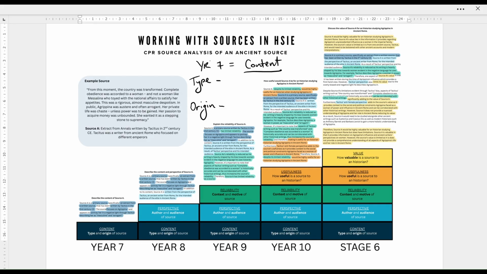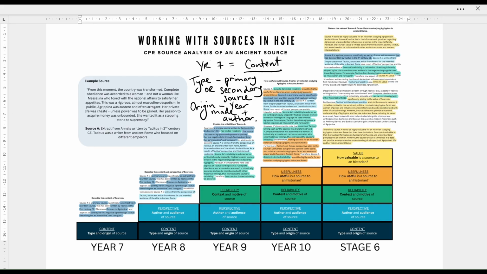So in regards to type, the question we're looking at is: is it a primary or secondary source? And please write this down as well as I'm doing it. That's what you need to figure out first. And then the next part is origin. Year the source was made, plus author. Once you have that, you are nearly ready to start answering the question.